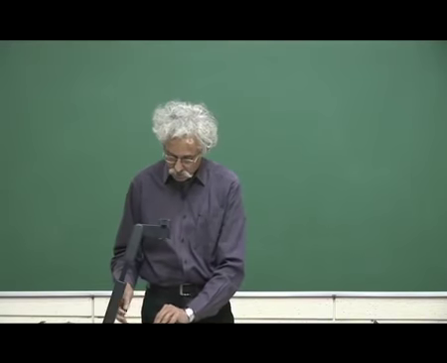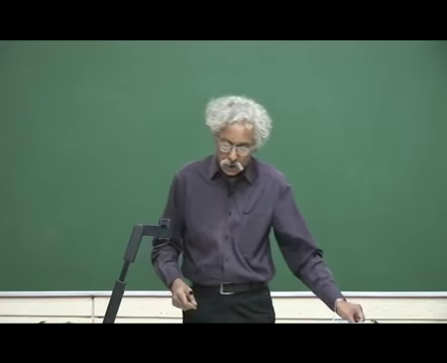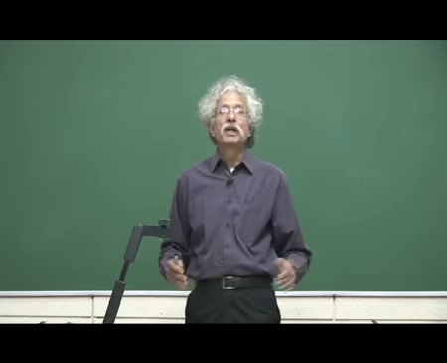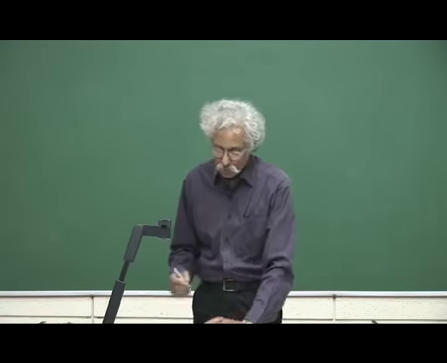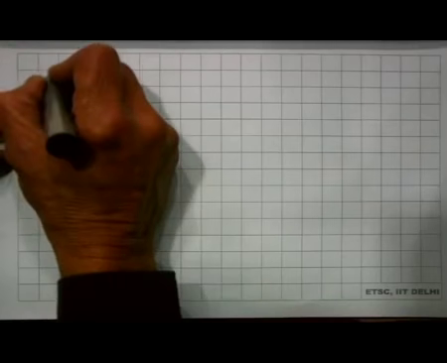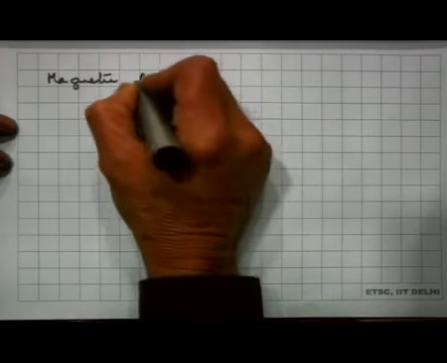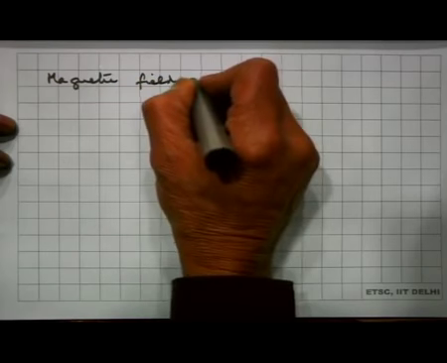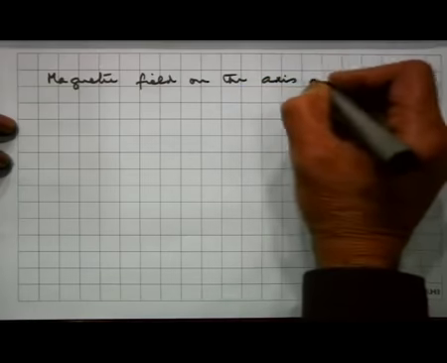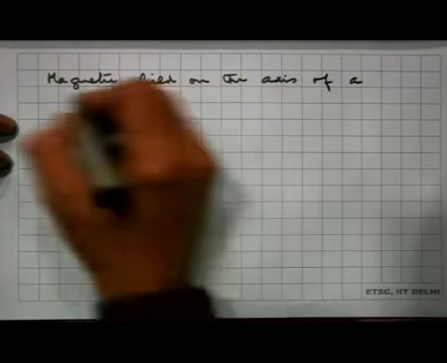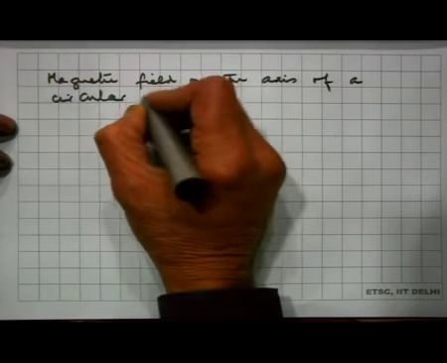Okay. Now I want to calculate magnetic fields of current distributions. So let me take the following example. I want to calculate the magnetic field on the axis of a circular loop of current.